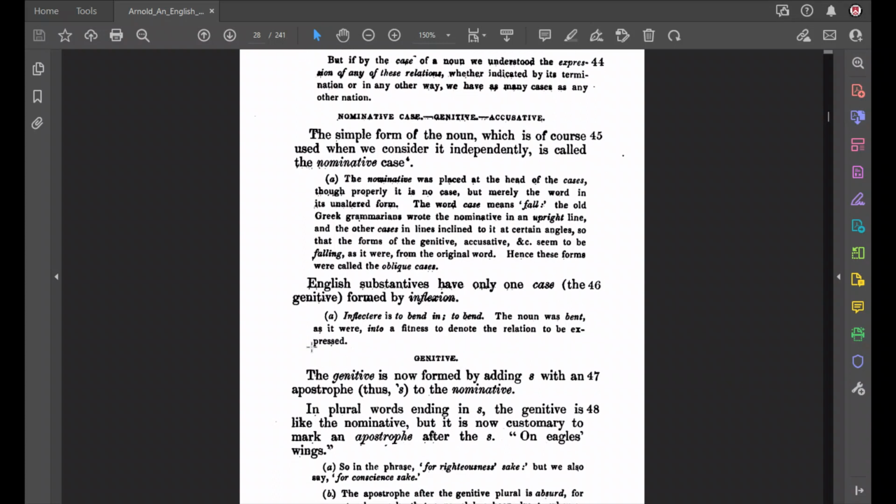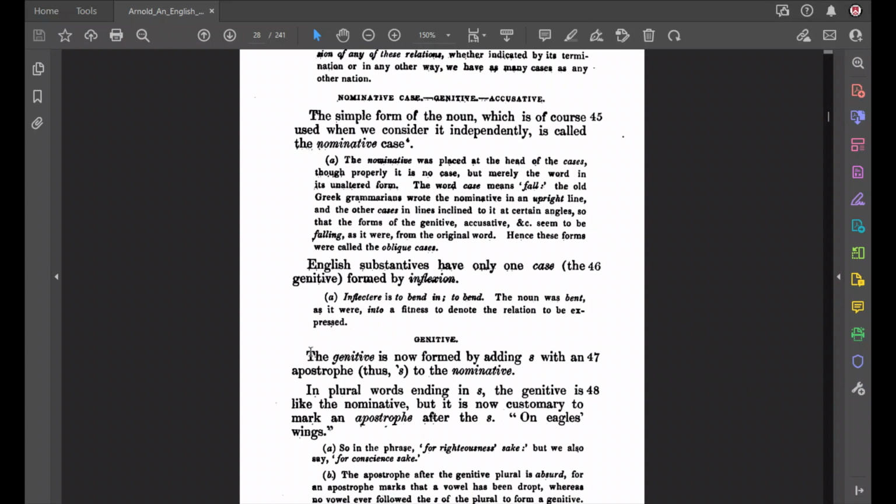Paragraph 46. English substantives have only one case, which is formed by inflection. So there's only one case formed by inflection. That means there's only one case that's formed by the changing of the form of the noun. And you have a note there. What does this word inflection mean? Inflectere means to bend inward or to bend. The noun is bent into a fitness to denote the relation to be expressed. So inflection just means the changing or altering of the noun to express the different ideas.